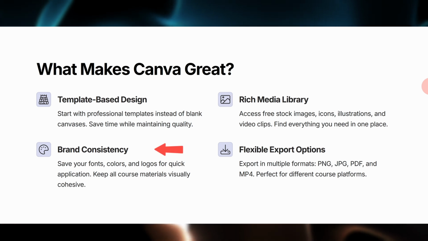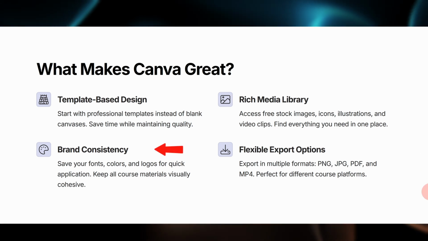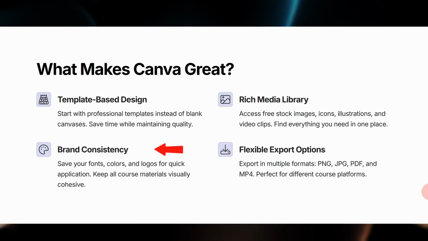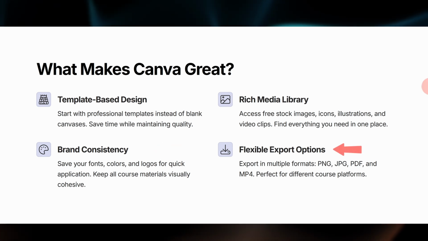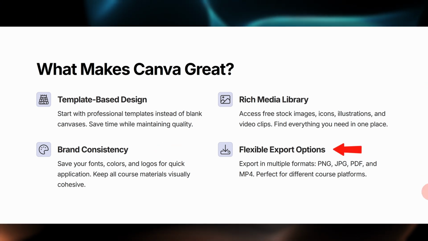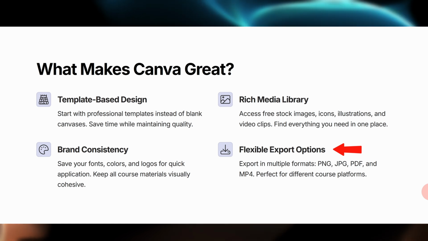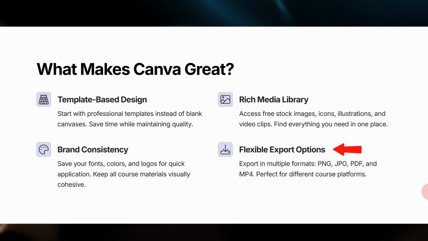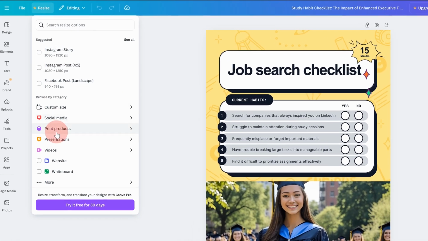Other features that make Canva a good choice. First of all, it's easy to match your branding by saving your fonts, your colors and logos, just like with the branding option in Adobe Express. Then you can export your content in all the different formats that you can think of: PNG, JPEG, PDF, MP4. Like with Express, you can also resize a single design into multiple formats with just one click.